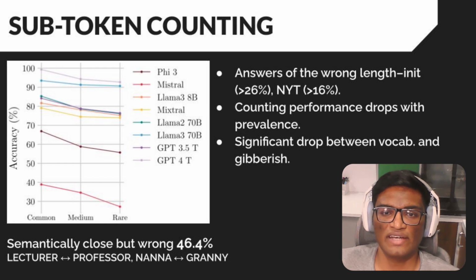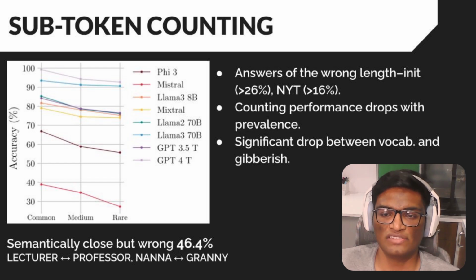Having observed this trend, we probed the general counting abilities demonstrated by LLMs and found that their counting performance drops with prevalence of a word. That is, their ability to count the constituent characters in a word correlates with the unigram frequency of the word, leading us to hypothesize that this ability is learned from some dataset specific artifact. There is also a significant drop in counting performance between words that are part of the model vocabulary and randomly generated gibberish following the same length distribution.